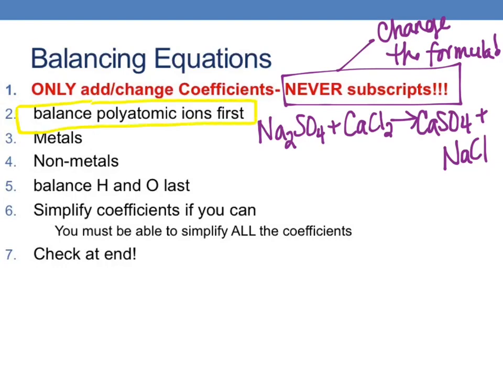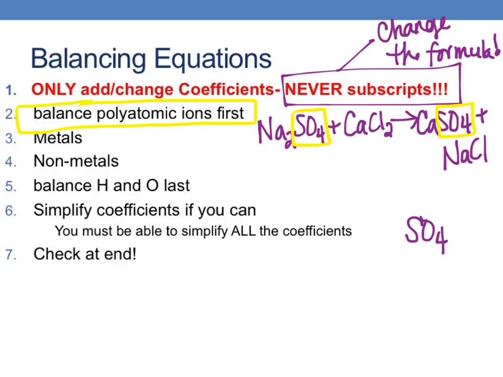So I go and I look. Do I have a polyatomic ion in these equations? Yes, I have one here. And is it over on the other side? Yes. So I start making a list. And I make my list. My polyatomic ion, I'm going to treat it as one thing.